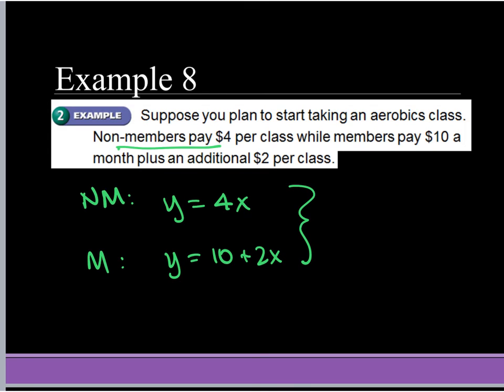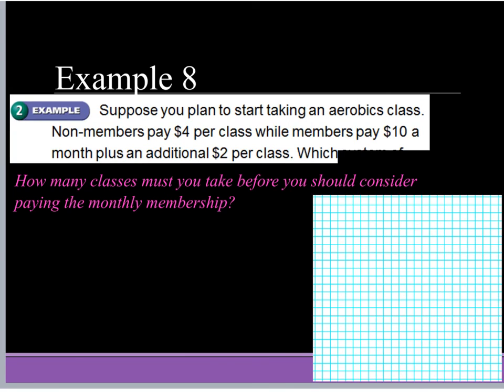What I ultimately need to do is find the break-even point so that I can determine which plan we should utilize. So we're looking to see how many classes we must take before we should consider paying for the monthly membership. And again, our equations were y equals 4x and y equals 10 plus 2x. So I'm going to go ahead and get my graph set up here real quick, and then we'll start plotting.